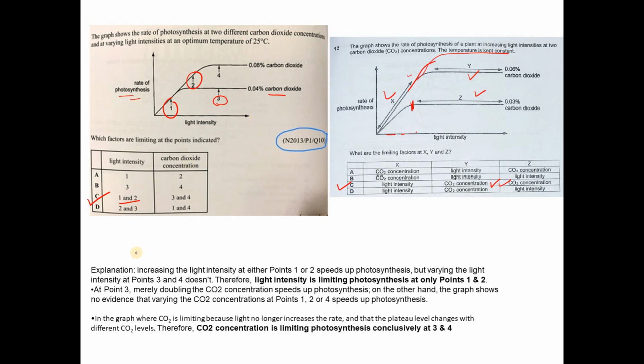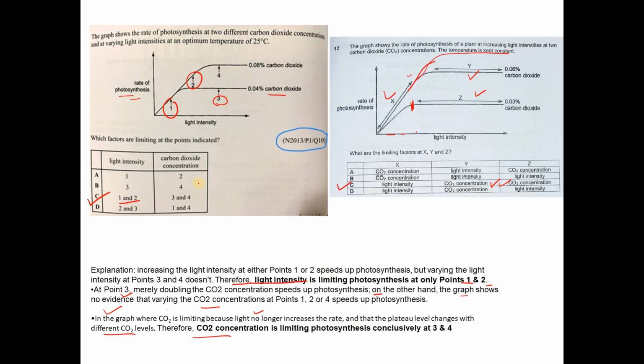So now let's see the explanation. Increasing the light intensity at either point 1 and 2 speeds up photosynthesis, but varying the light intensity at point 3 does not. Therefore, light intensity is the limiting factor at points 1 and 2. At point 3, merely doubling the CO2 concentration speeds up photosynthesis. On the other hand, the graph shows no evidence that varying the CO2 concentration at points 1 and 2 affects the speed of photosynthesis. So in this graph, the CO2 is limiting because light is no longer increasing the rate, and the plateau is changed for different CO2. So therefore, CO2 is limiting the photosynthesis for curves 3 and 4.